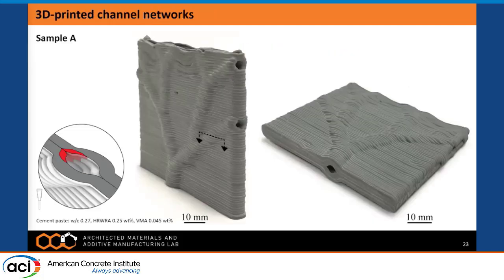To demonstrate the capabilities of this script, we generated several biologically inspired channel network designs and 3D printed them. The first sample, sample A, is modeled after the many dichotomously branching channel networks that we can find in nature. It features a small network of channels with varying channel inclinations alpha and varying channel diameters that adopt Murray's law.